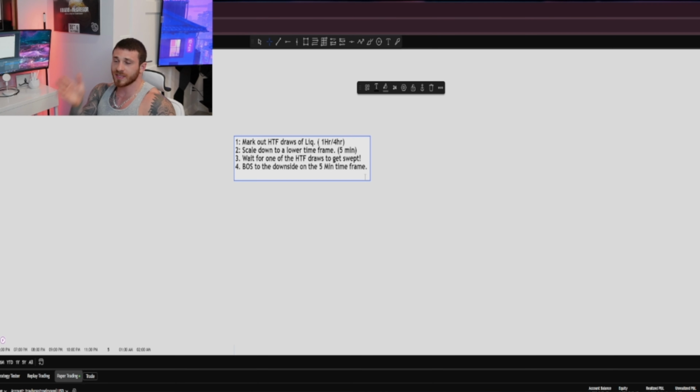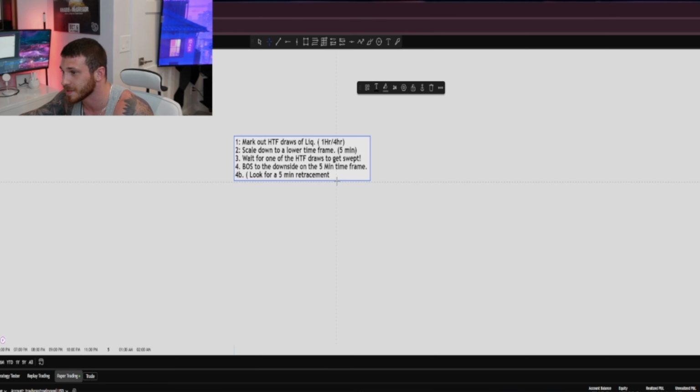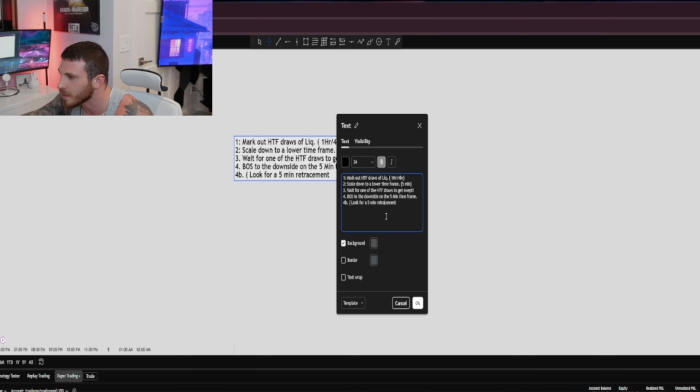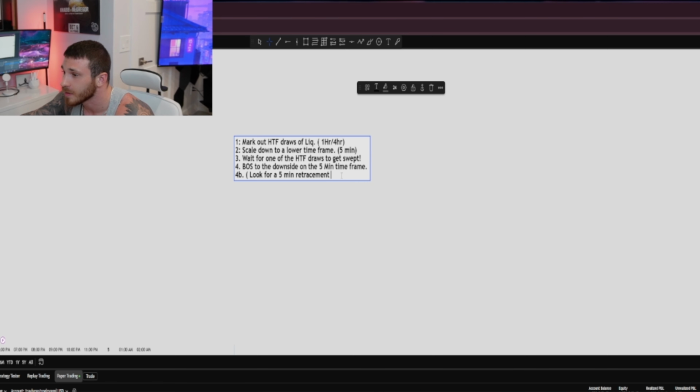Or if you're not comfortable enough looking for just a break of structure on the 5-minute, you can wait for a 5-minute break of structure, then a 5-minute retracement, right? So let's do 4B. This is optional, right? Look for a 5-minute retracement after break of structure, right? If you want to. Again, you don't have to.